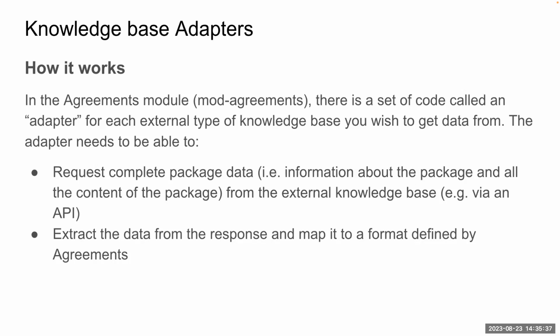And get that from an API or some interface. An API is an application programming interface, essentially a machine-to-machine communication interface where it can get that data from. And the adapter then has the code to go and do that, get that data back, extract all of the data from the response and map it into a format defined by agreements. So that is essentially mapping it into a format that the agreements can then push into its local knowledge base. And so the adapter piece of software sits in FOLIO in the agreements app doing that work.